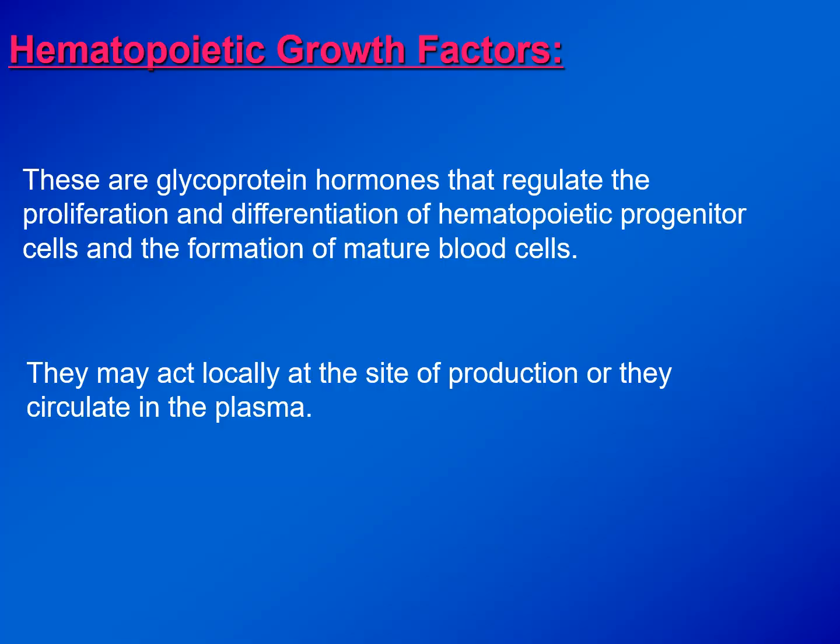The hematopoietic growth factors are essential for the bone marrow to function normally. These are glycoprotein hormones that regulate proliferation and differentiation of the hemopoietic progenitor cells and the formation of mature blood cells. They may act locally at the site of production or they circulate in the plasma.